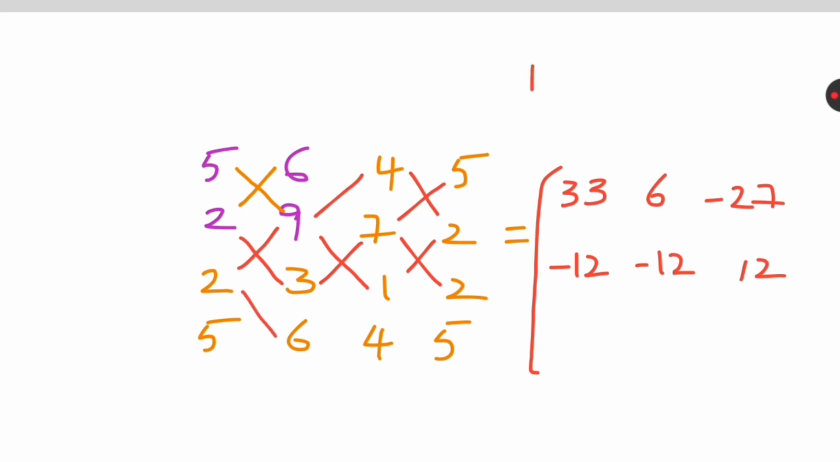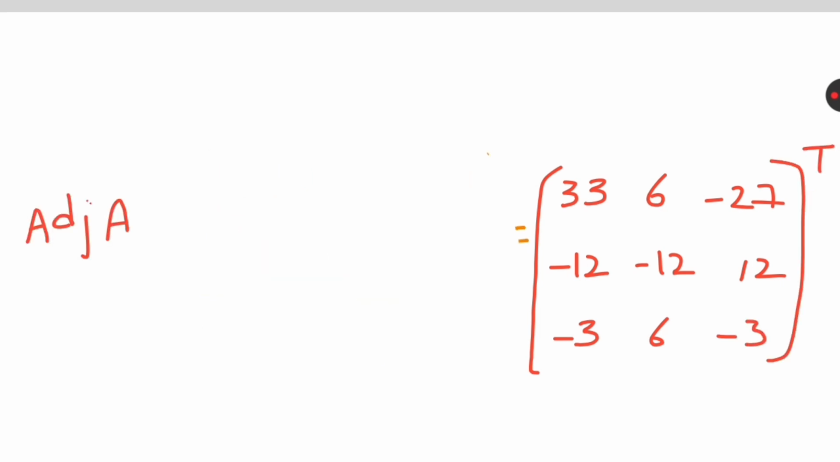Now 6 times 2 is 12 minus 5 times 3 is 15. So 12 minus 15 which gives minus 3. 3 times 4 is 12 minus 6 times 1 is 6. 12 minus 6 is only 6. 1 times 5 minus 4 times 2 is 8. So which is minus 3. Now you need to do the transpose of this matrix that gives your adjoint here.